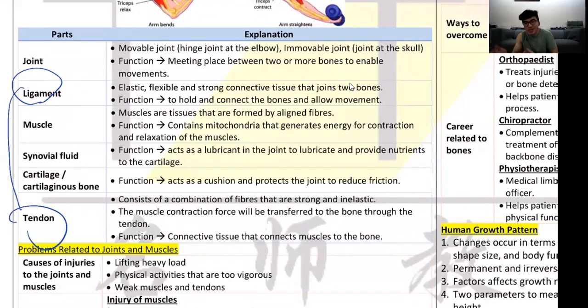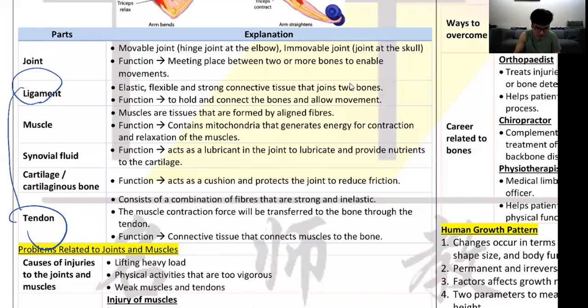So that's the problem. Muscle is to generate movement. That's all. And the more you train your muscle, the stronger they become. Like I said, muscle is like a rope. It's like a rope. This rope is to pull on this bone. So the more you train your rope, the stronger your rope becomes. So what is your ligament and tendon?